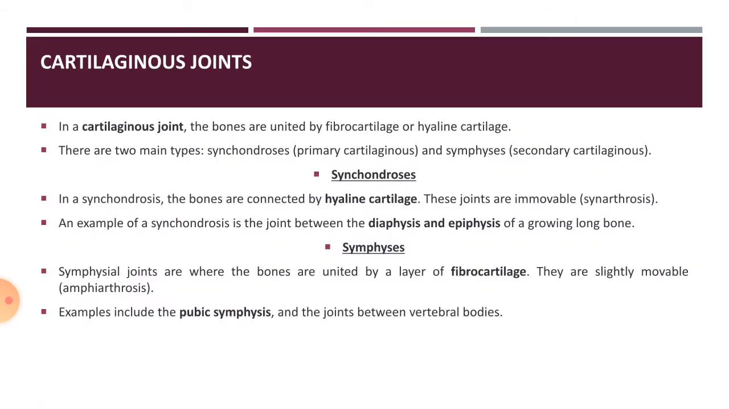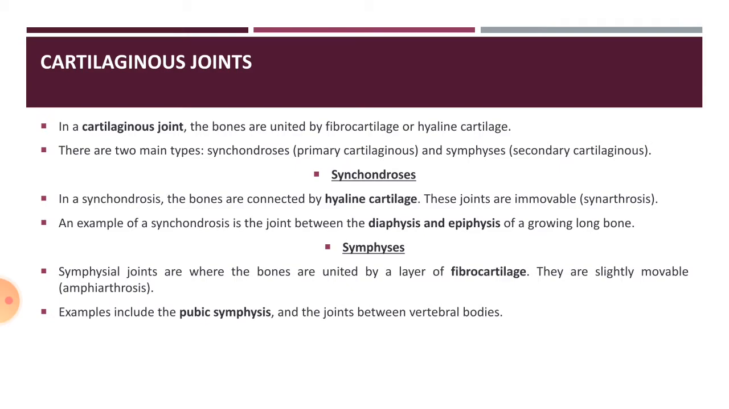The second group is the cartilaginous group, and in a cartilaginous joint the bones are united by fibrocartilage or hyaline cartilage. There are two main types of cartilaginous joint. The first one is synchondrosis, which are the primary cartilaginous joints, and the next one is symphysis, which is the secondary cartilaginous joint.